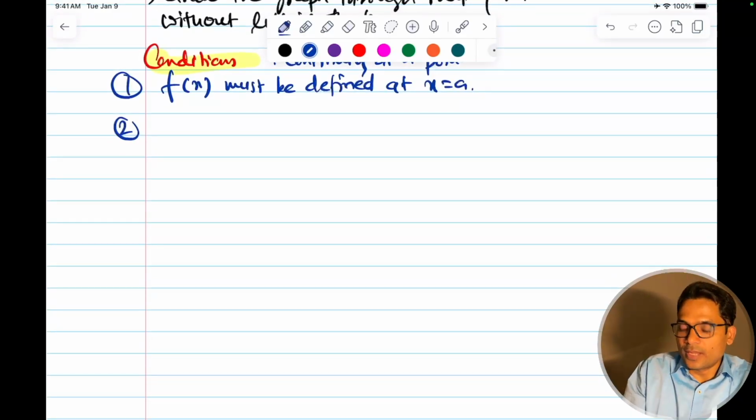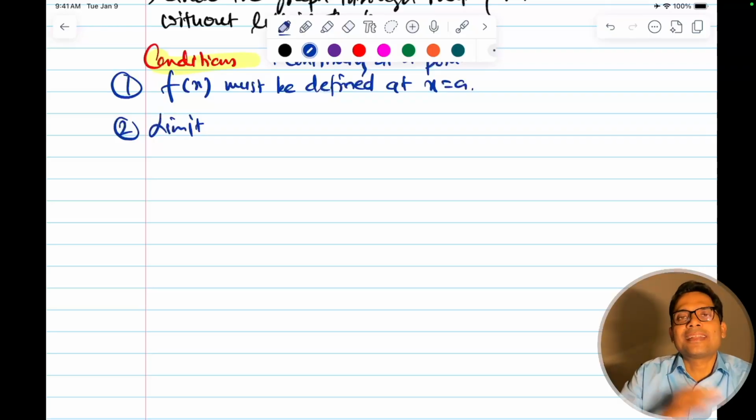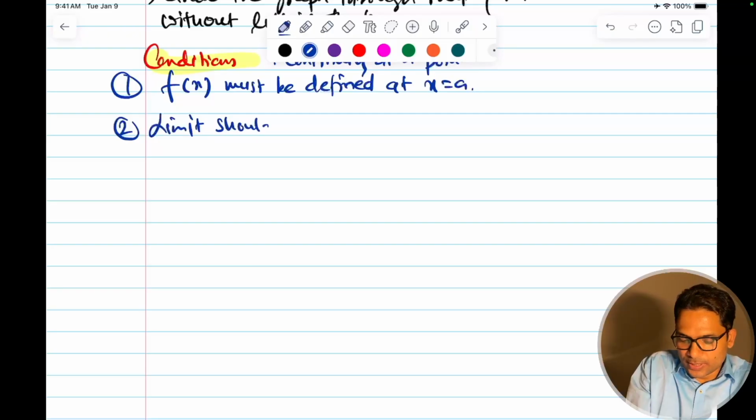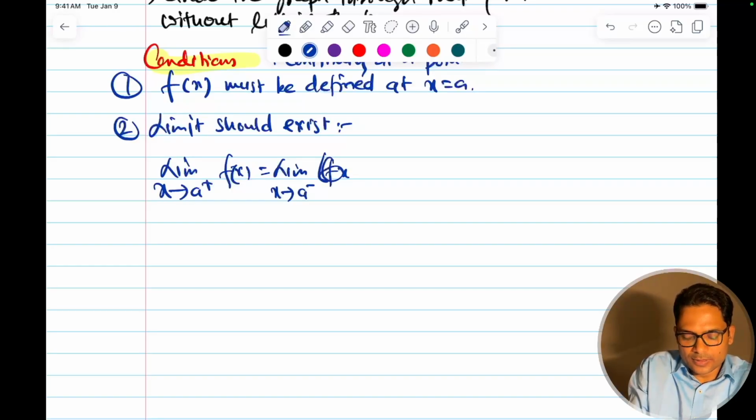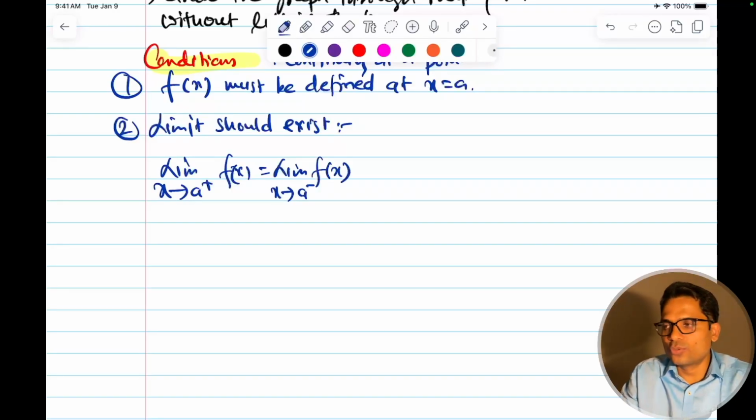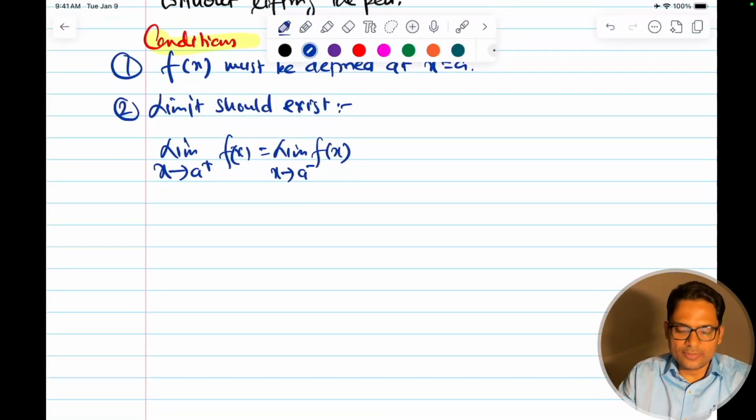And then the second point is the limit should exist. Limit should exist means both the limits, left and right side limit, should be the same. This means limit x tends to A from positive side of f of x is equal to limit x tends to A from negative side of f of x. Both of them should be equal, only then we say limit exists.